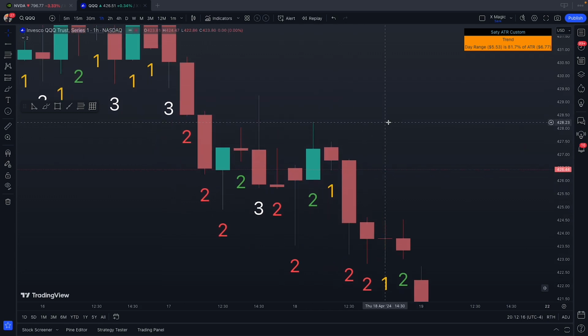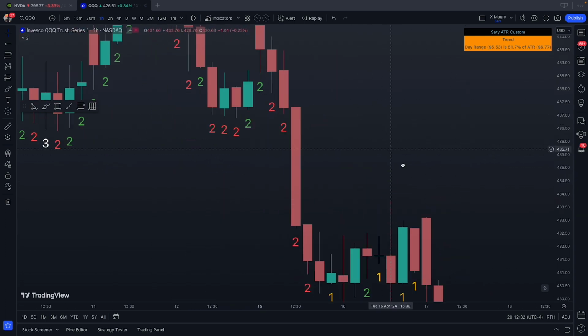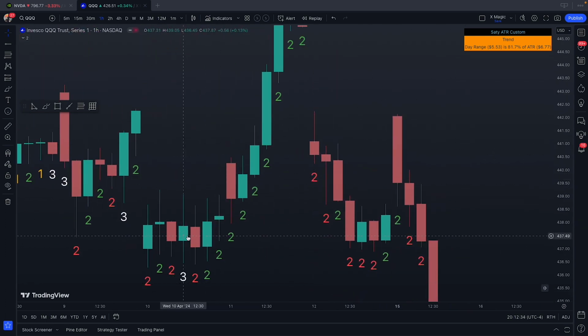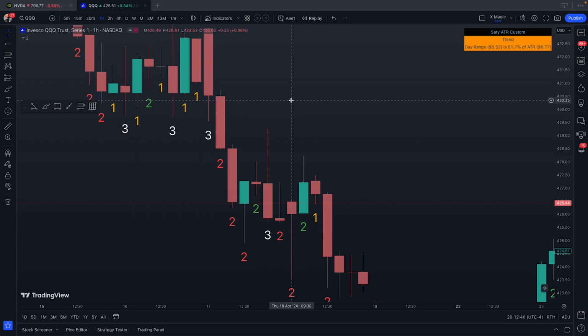And then the third scenario is scenario 3, as we can see here. A scenario 3 breaks the high and the low of the previous candle. Now there could be a 3 down and then there could be a 3 up. It depends if it's bearish or if it's bullish, depending on what's going on. Yeah, this will be a bearish one since it's a green one. But anyway, those are the three scenarios.